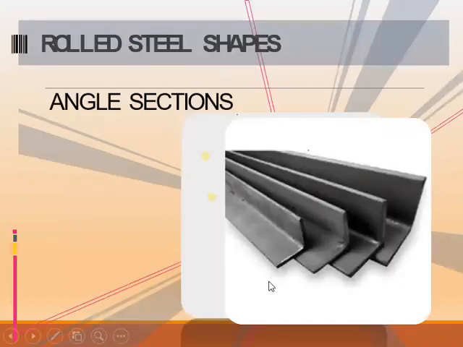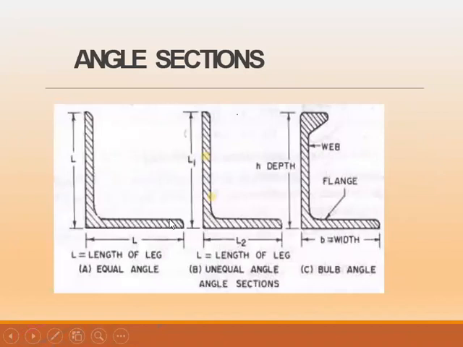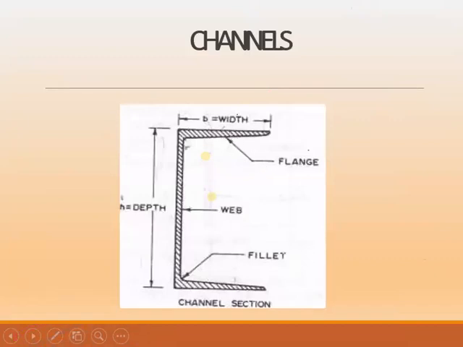So you see, this is the angle section. I think you can see here very clearly. This is called the leg and this leg. You see, leg, leg. So equal legs will result in an equal angle section. You see, here we have equal legs. Here L1 is not equal to L2. And then we have the bulb angle section. You see, here we have something like a bulb. See, that is the channel section. You see, C-shaped. This is the channel section. You see, here we have the flange, and here also we have the flange, and here we have the web.